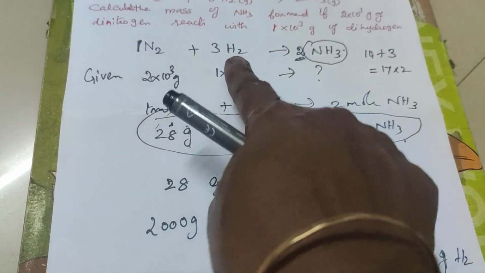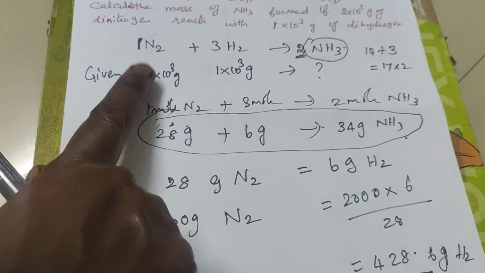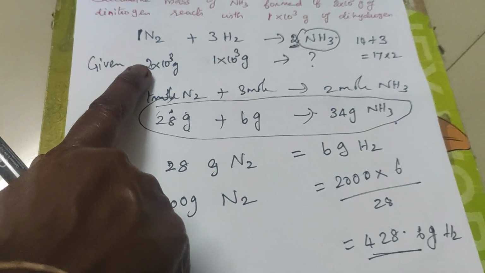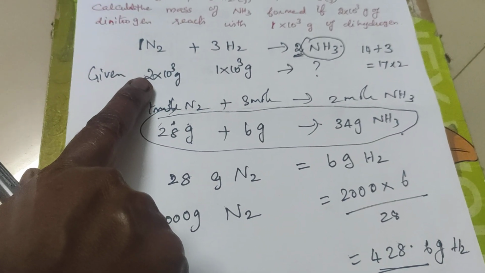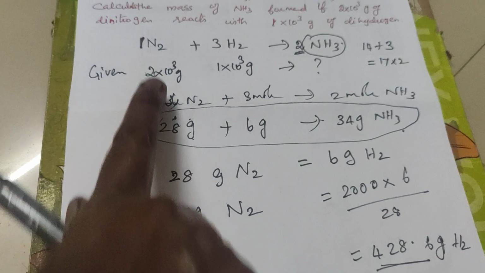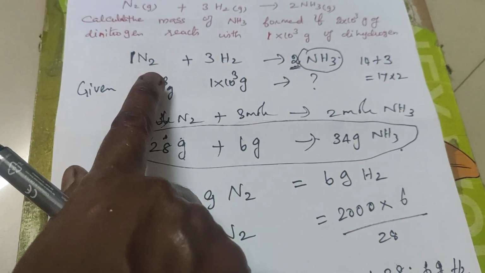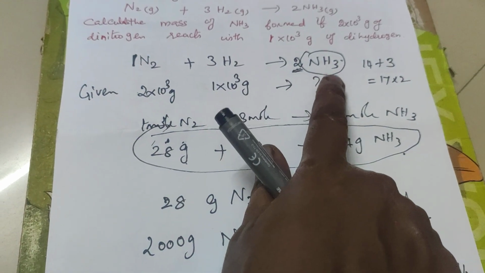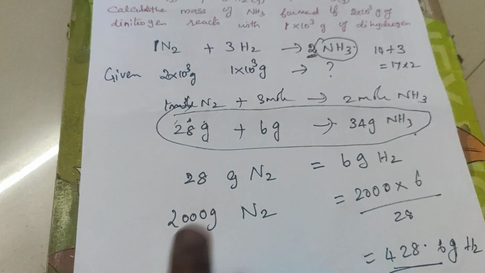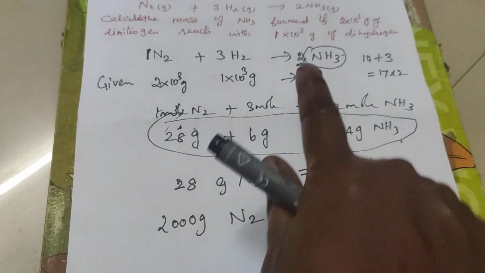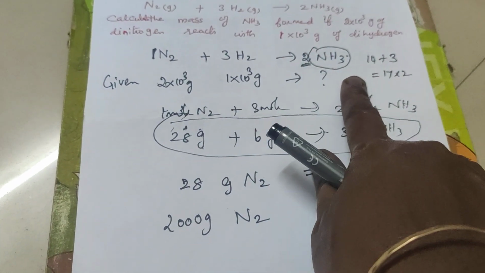So this is known as the excess reagent, and this one is known as the limiting reagent. The one which is less in quantity is known as the limiting reagent. So here nitrogen is the limiting reagent. The limiting reagent only will decide the amount of product which is going to be formed. So based on the limiting reagent, you will find the mass of ammonia which will be formed.